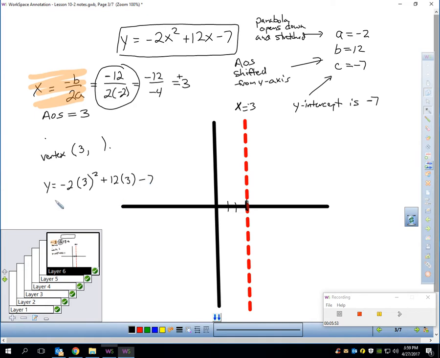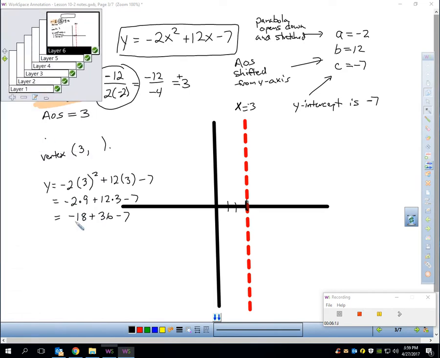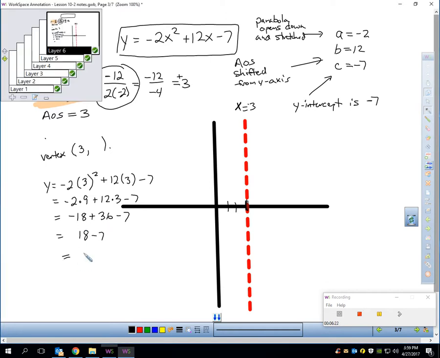Let's work that out. 3 squared is 9, so I have -2 times 9 plus the 12 times 3 minus 7. Let's do the multiplying in order from left to right. -2 times 9 is -18, plus 12 times 3 is 36, minus the 7, and now my last calculation. -18 plus 36 is +18, and 18 minus 7 gives me 11. The vertex must be (3, 11).